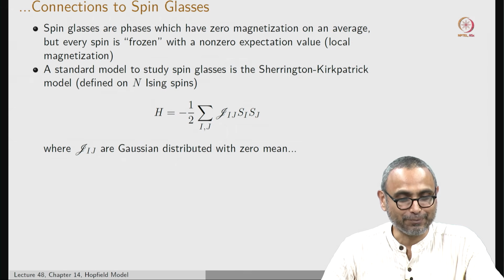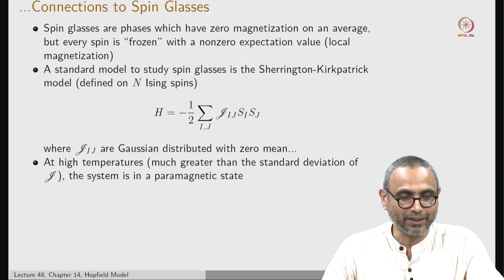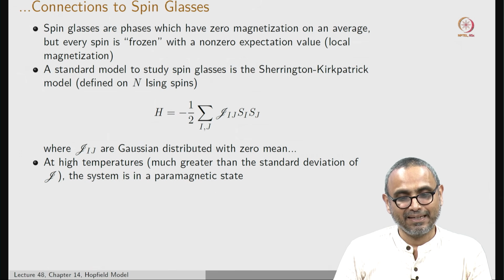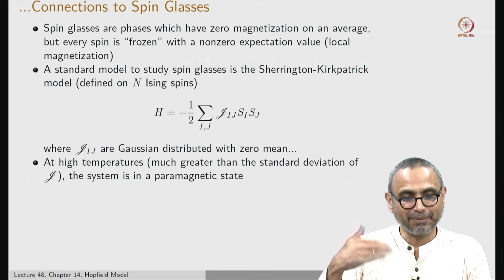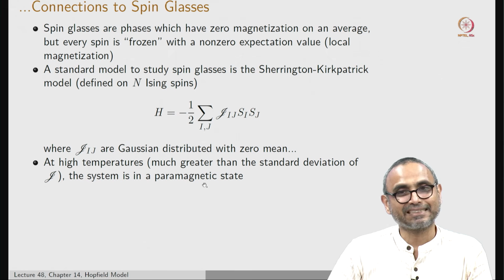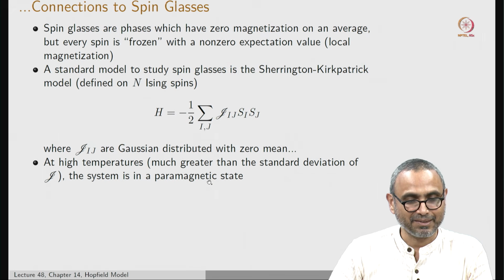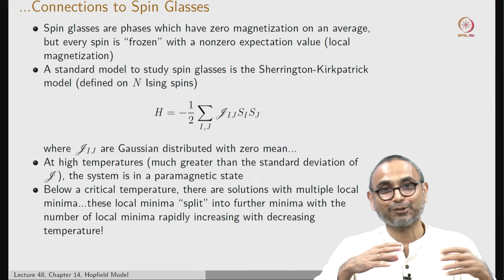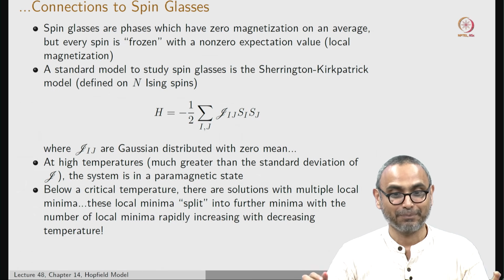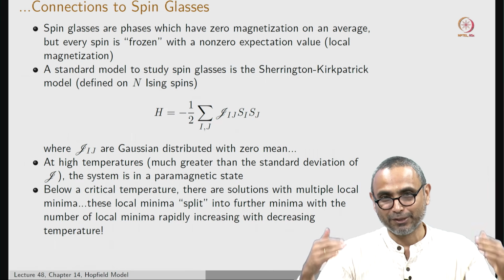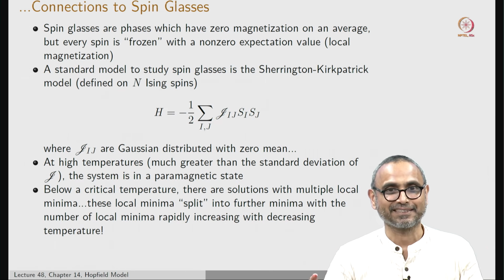So what we know from the physics of the SK model, I will just qualitatively tell you what happens here, is that if you are at temperatures much higher than the standard deviation of this Gaussian, which I call just J without any symbol here, I and J, then the system will be in a paramagnetic state. But below some critical temperature, in the usual Landau theory of the ferromagnet, you will get these two minima. But here what will happen is, there will be multiple local minima that form when you cool down the system.